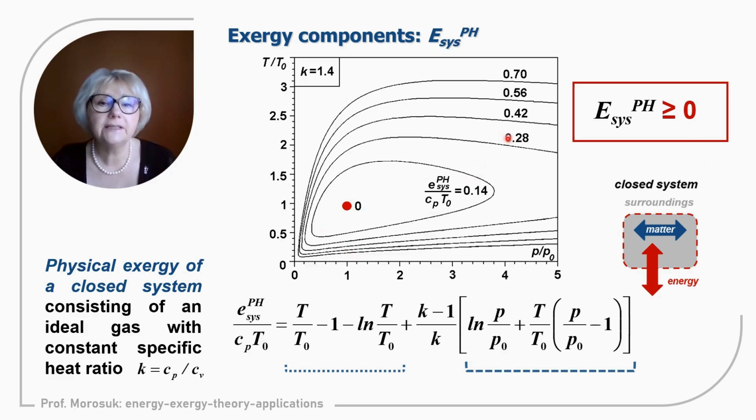But after that, it does not matter which combinations of temperature and pressure we consider for the closed thermodynamic system, physical exergy is always positive. This we should remember. So negative is impossible, but we always should keep in mind that it is a closed system. I especially emphasize the fact that it is a closed system.